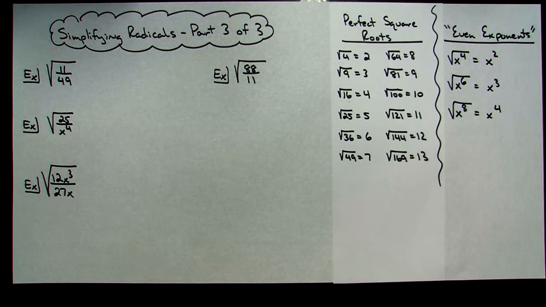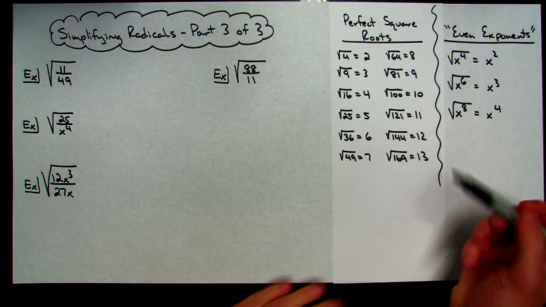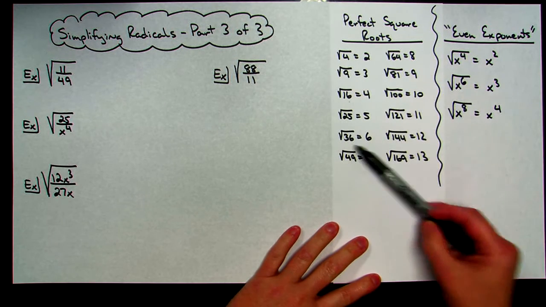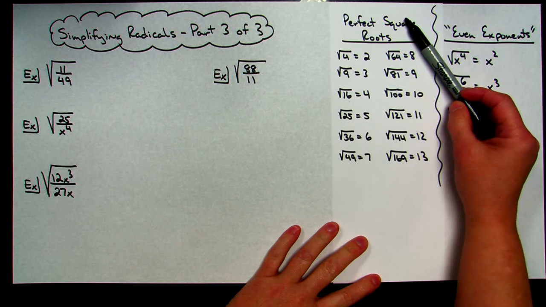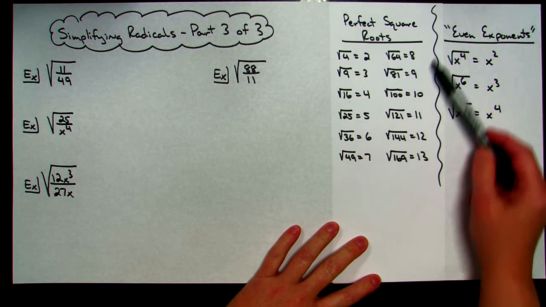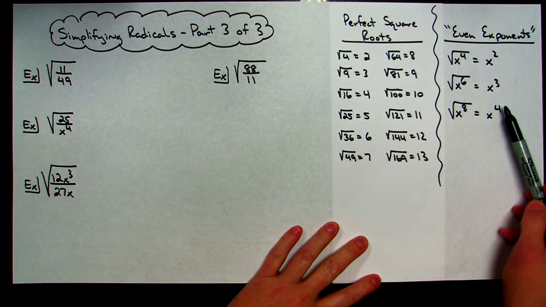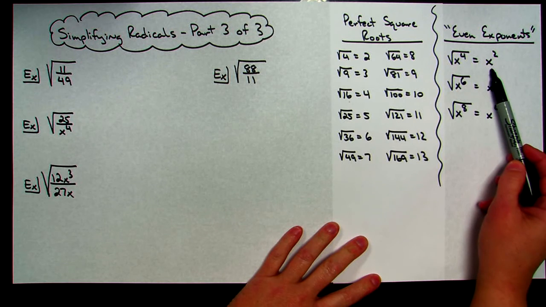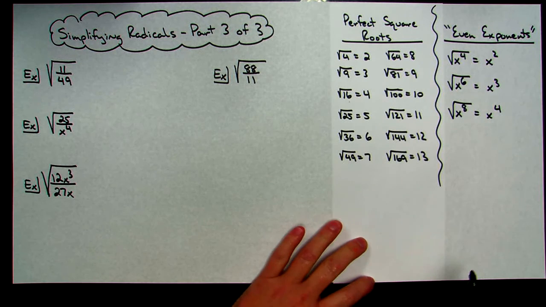This is my last video of 3 on simplifying radicals. Each one of these examples is going to be dealing with quotients. And again, here I have my list of perfect square roots that will come in handy when we go to simplify even further, and then a reminder: when we have even exponents on our variables, we can just take half of that exponent and that will make it a perfect square.